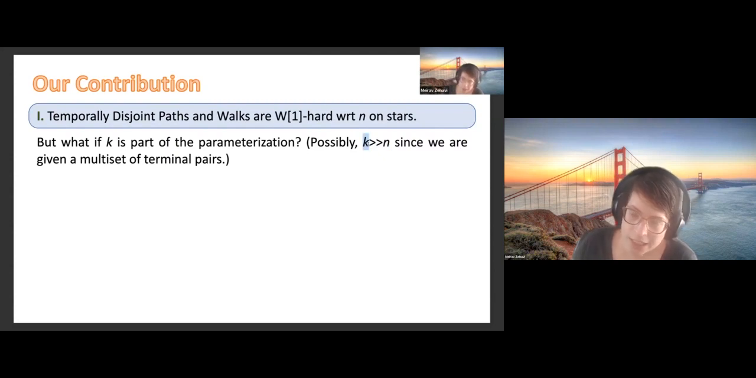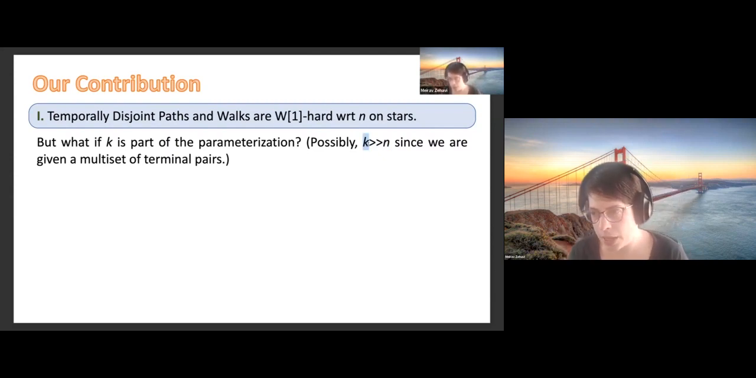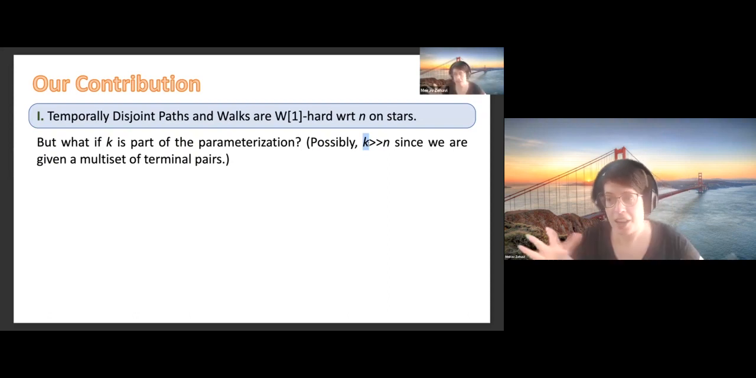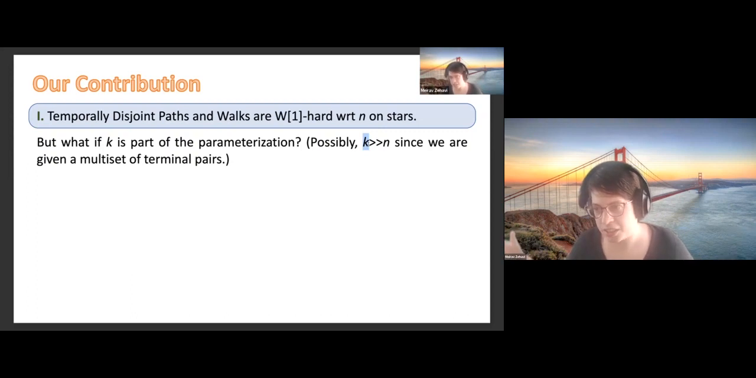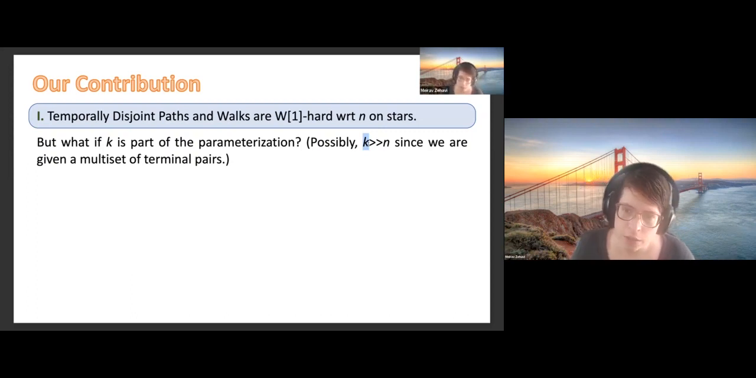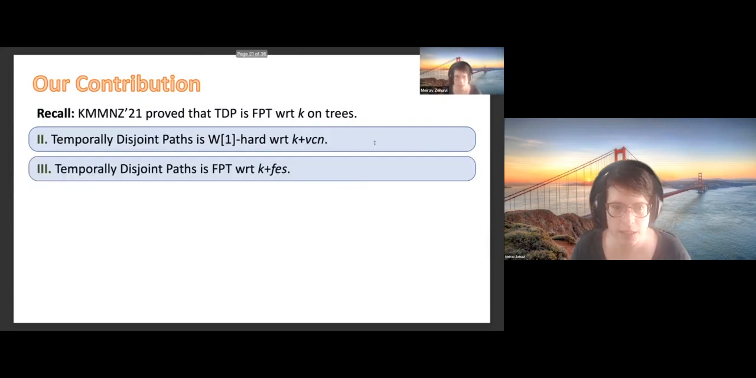And why is this? Because recall that the terminal pairs that we have in the input, we get a multi-set, not a set. So the same pair of vertices can appear a very large number of times. So k can be substantially larger than n. Okay? So it makes sense to hope that maybe when we take k as part of the parameter, we get a positive result.